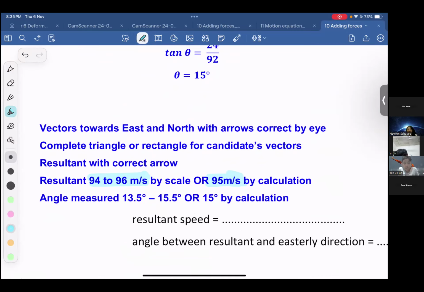The calculation part will give you 95 meter per second. If your drawing gets 95 meter per second, that means you drew it perfectly. But of course, we still accept it if you are at 94 to 96. So Teresa's answer is acceptable.